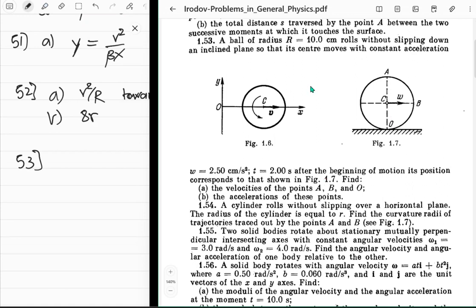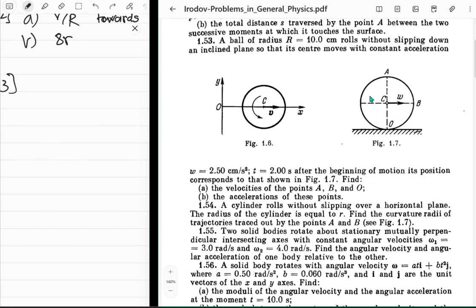So it moves down the inclined plane. The center moves with constant acceleration, without slipping. Two seconds after motion, its position corresponds to that shown in the figure. Find the velocities of the particles A, B, and O, and the accelerations of these points. Oh, okay. This is going to be a problematic thing because we will have to do inertia and everything. Let's do it.